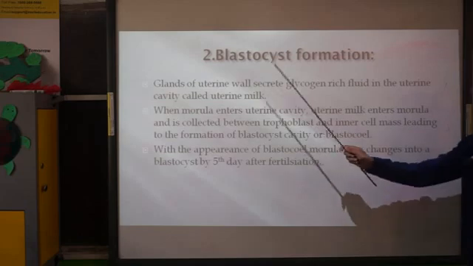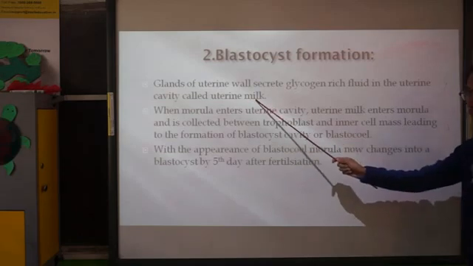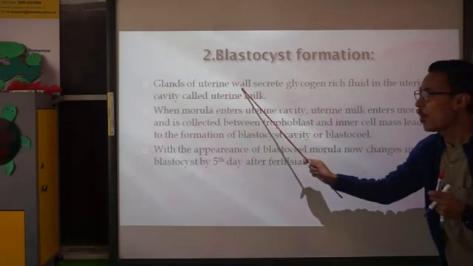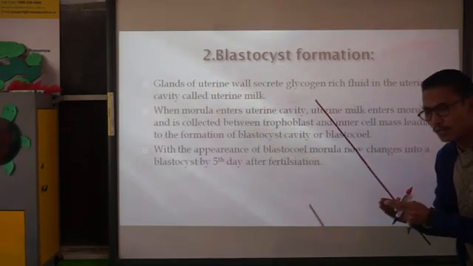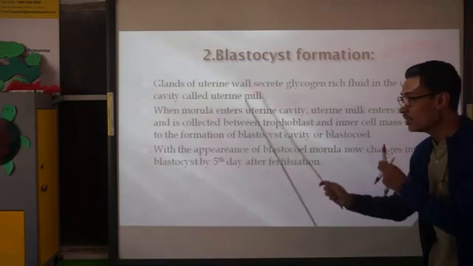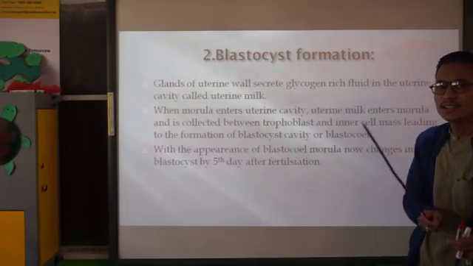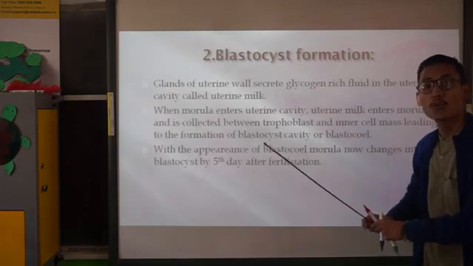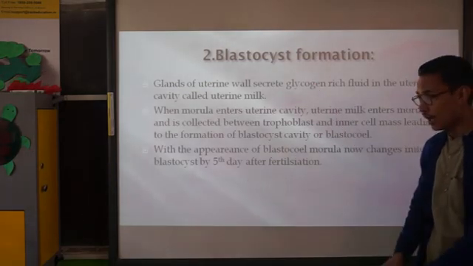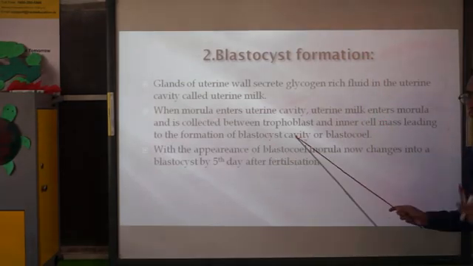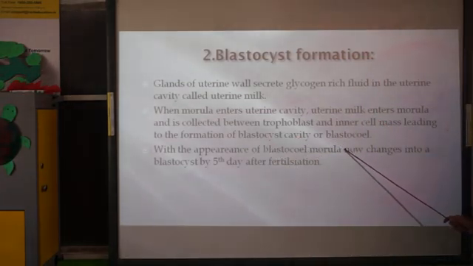One more time. This uterine milk, which is secreted by the glands of the uterine wall when the morula comes in contact with the uterus, enters between the inner cell mass and the trophoblast of the morula, forming a cavity called the blastocyst cavity or blastocoele.